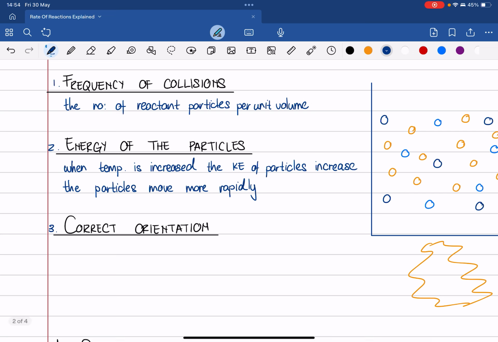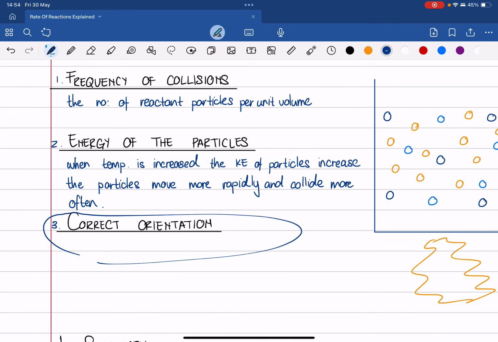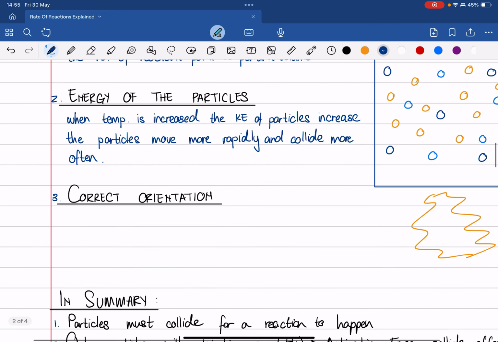Okay, and therefore collide more often. And that's what we want. We want the particles to collide as often as possible.